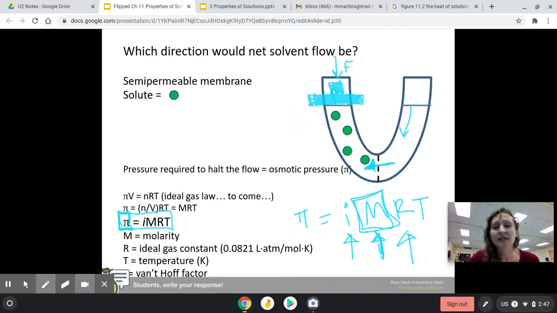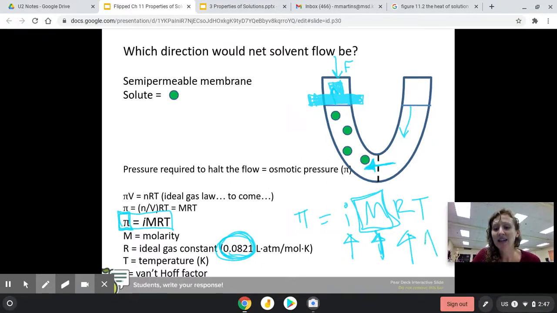R is just a constant that makes it work. It's a very specific constant. It's called the ideal gas law constant. The number is right there, 0.0821 liter atmospheres per mole Kelvin. This number is on your reference sheet. It might be a good time to go find it on your reference sheet.